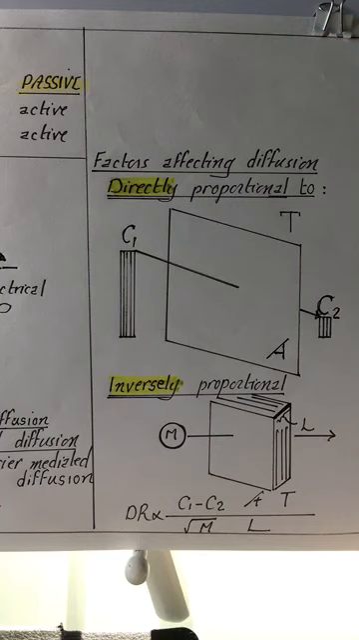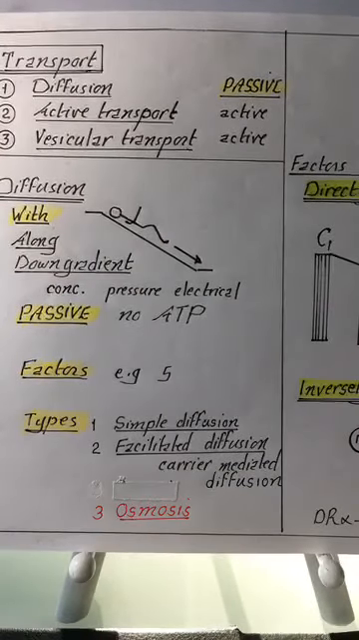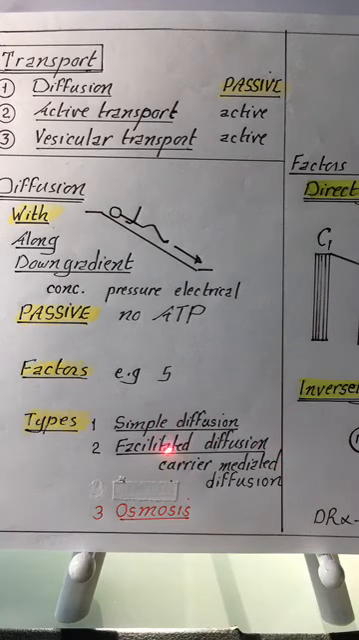Types of diffusion are 3. Simple diffusion, facilitated diffusion or carrier-mediated diffusion, and the third type is osmosis. So we'll discuss the 3 types: simple diffusion, facilitated diffusion, which we also call carrier-mediated diffusion, and osmosis. We start with simple diffusion.